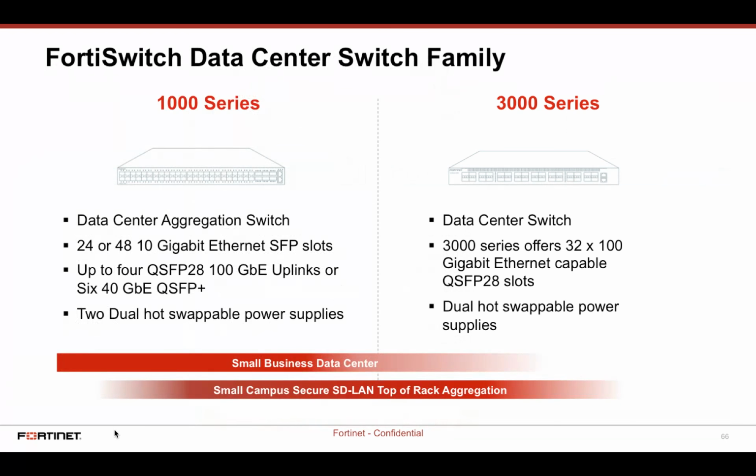And looking at the data center or top of the rack switches, we have two different types of high-end switching models, the 1000 series and 3000 series. The 1000 series has two models, 1024D, which has 24 10 gig ports and also two 40 gig uplinks, and the 1048E, which is a 48 port 10 gig switch with 100 gig uplinks, 4 100 gig uplinks. In the 3000 series we have 32 100 gig Ethernet ports and slots, and starting with the 1000 series, we have hot swappable power supply support.